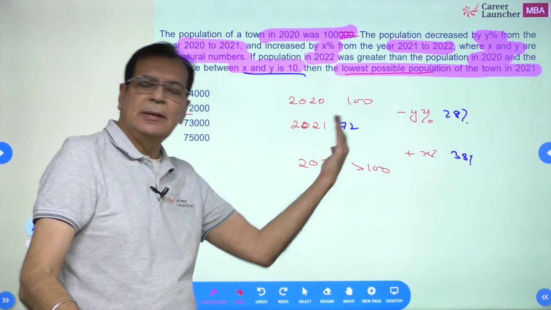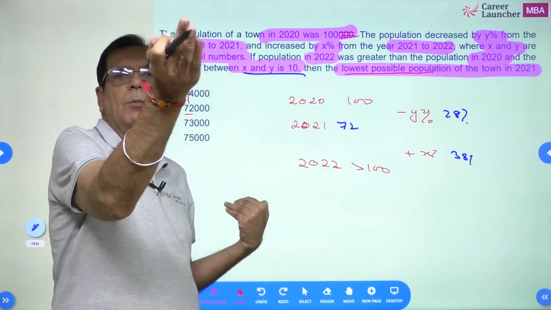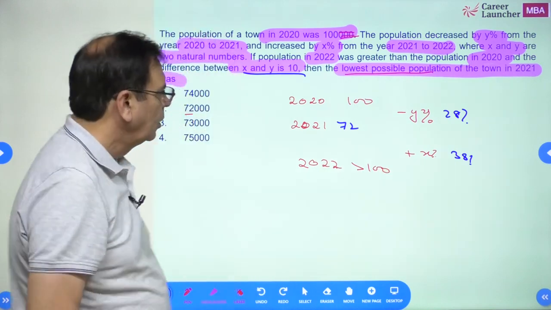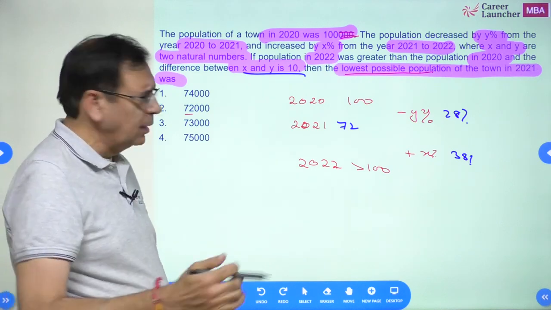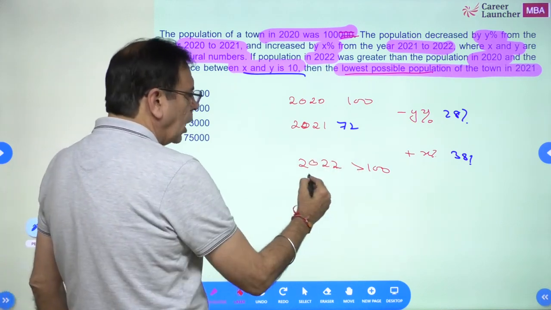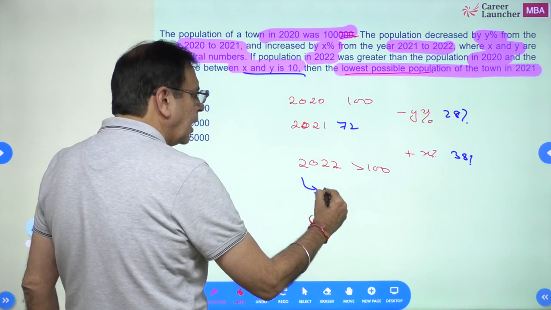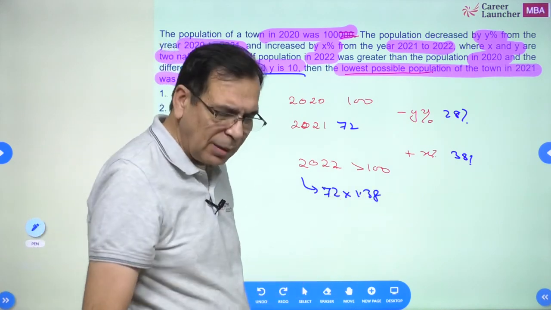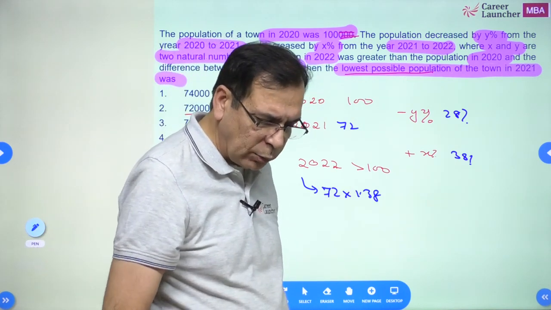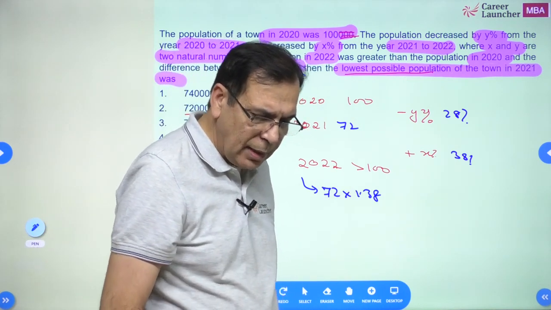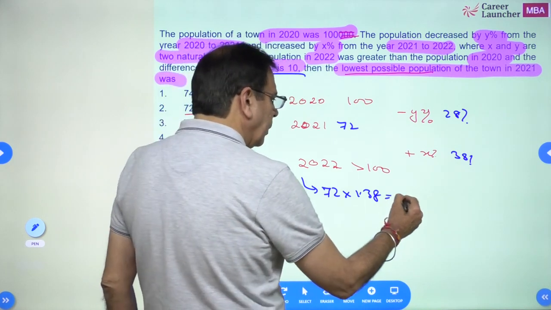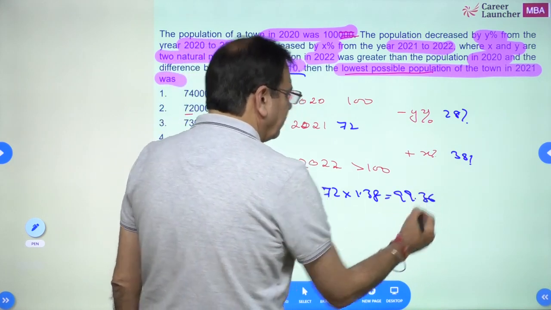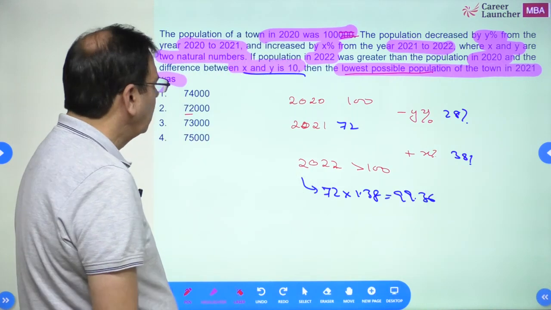After all, a 28% decline has happened, so the increase will have to be more than 28%, hence 38%. So what do I do now? Calculator. So now for 72, what should be the value? 72 into 1.38. Again, I didn't use my brain, I opened the calculator and did 72 into 1.38, which comes out to be 99.36. Okay, what does this mean?